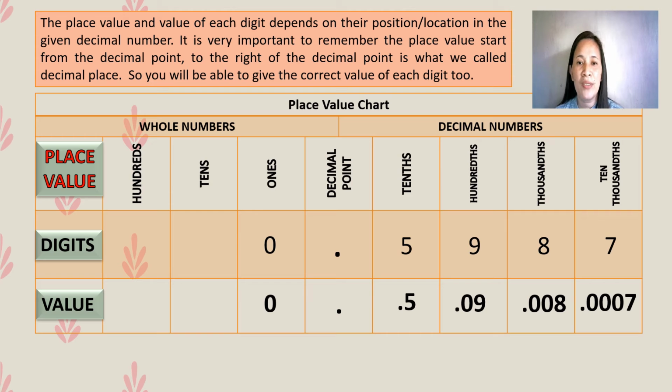So, it is very important to remember the place value start from the decimal point. So, to the right of the decimal point, we call it decimal numbers. Numbers to the left of the decimal, we call it whole numbers. So, dapat alam natin kung nasaan ba ang decimal places at ang whole number places para mas madali nating ma-identify yung mga decimal numbers and their place value.